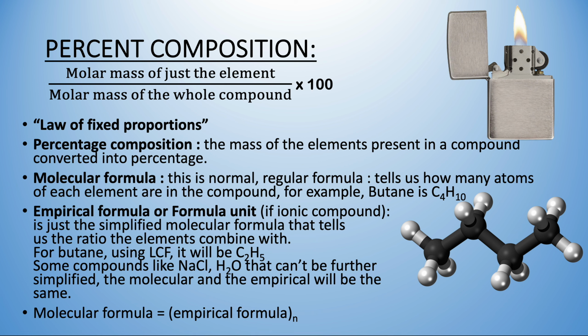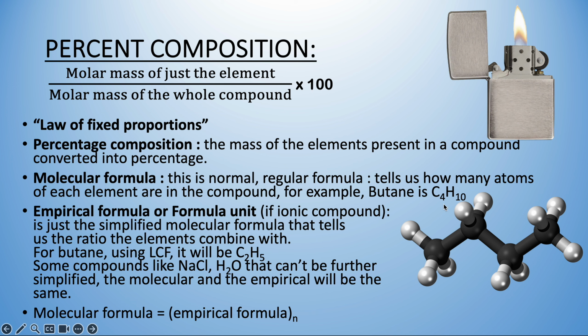So percent composition would be the molar mass of just the element divided by the molar mass of the compound. Now I could give you any compound here. For example, it could be butane. The formula tells us that 4 carbon atoms bond with 10 hydrogen atoms. In order for nature to make butane, this is the ratio that we're gonna need. Now obviously, because I'm saying ratio, I can say that it's a 2-to-5 ratio. I simply simplified it in my head.